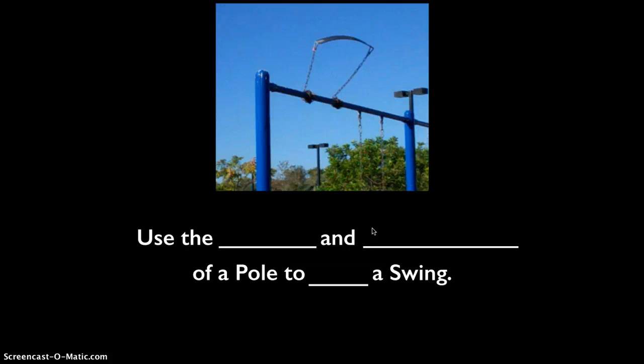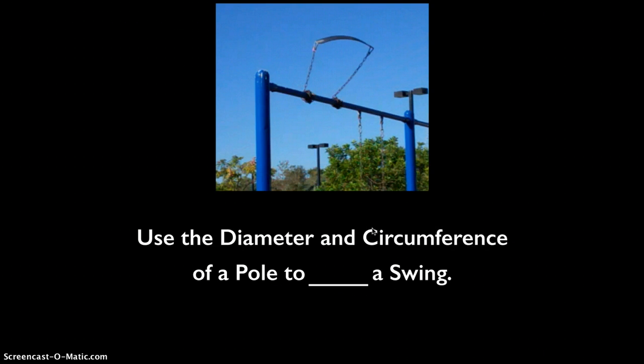And here's the one I came up with, but I'm sure you could come up with one way more interesting than mine. So I would say we use the diameter and the circumference of a pole to wrap a swing. We could say maybe this is a 7th grade standard. It could be some other standards here and there too, but that's the one I felt attached to for me. So here's a huge question. Why do we do these things?